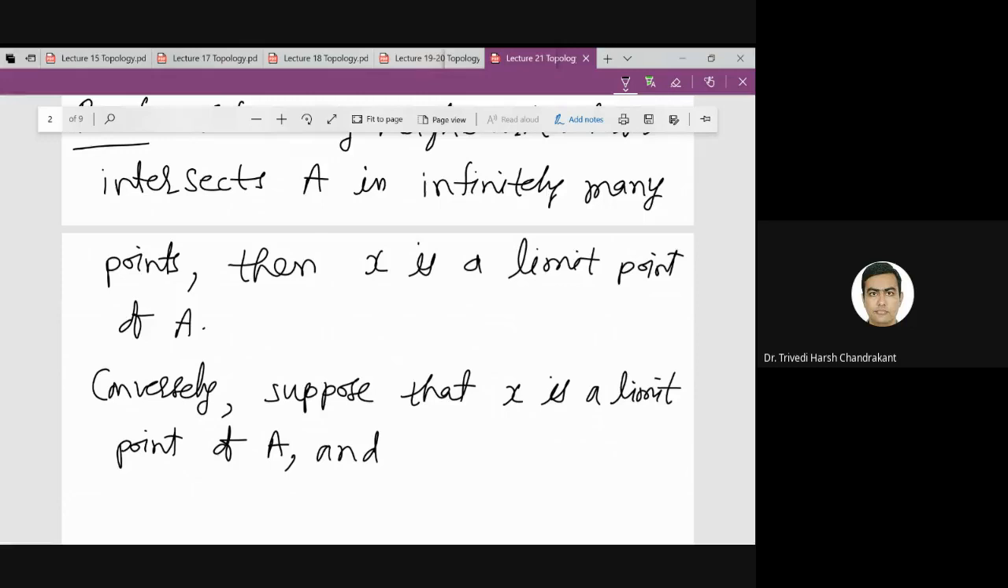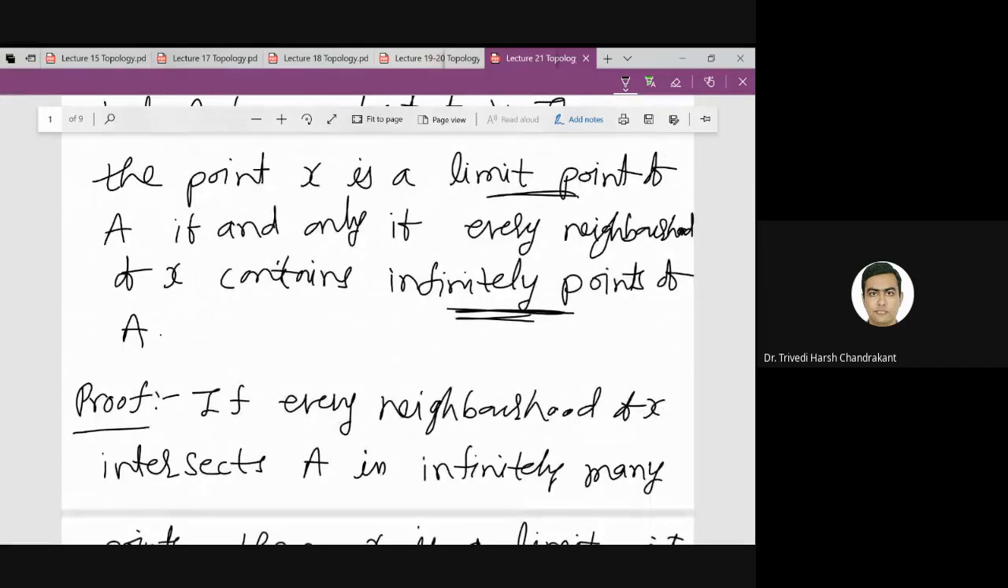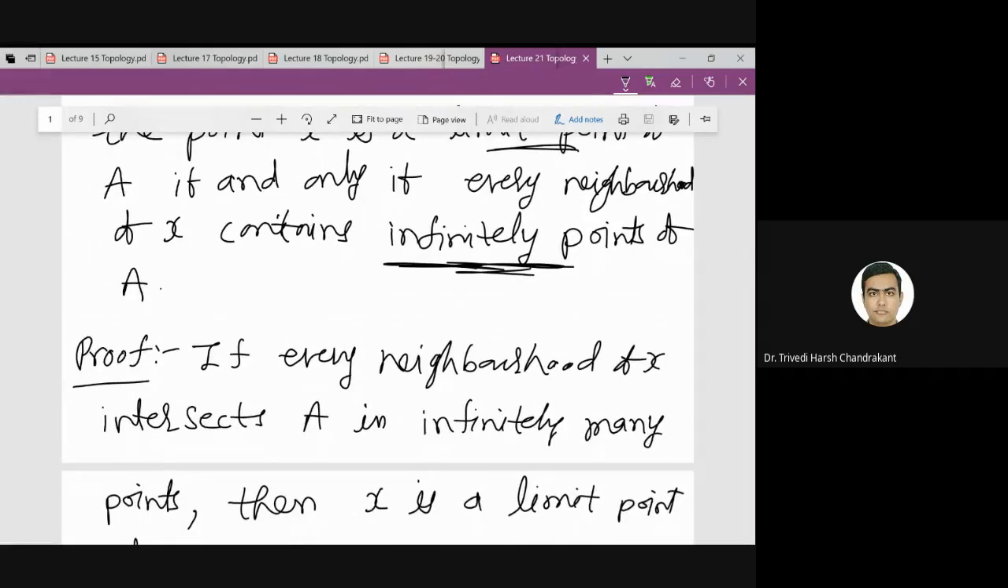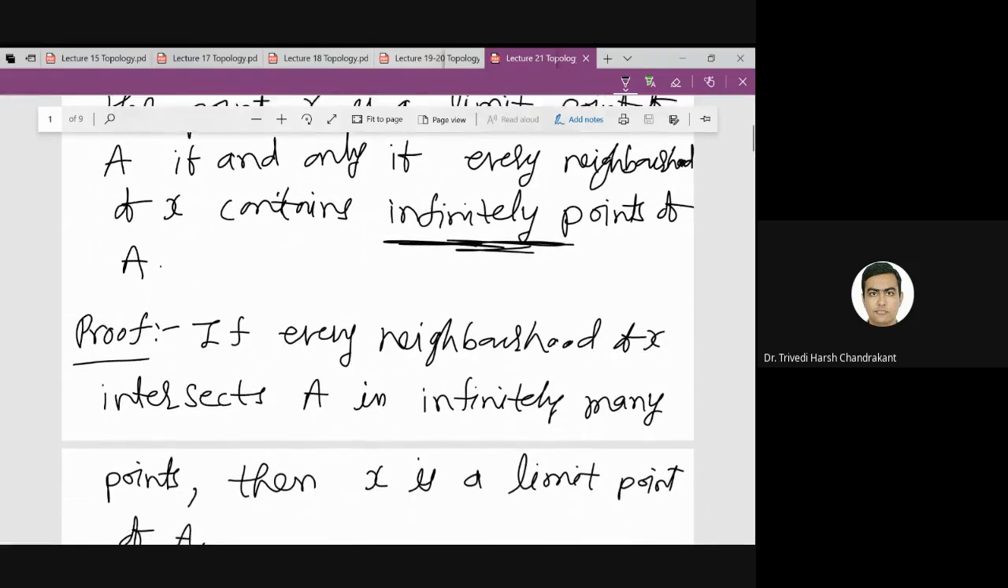Now consider a neighborhood of this point. So what we want to prove is that every neighborhood of x intersects with A, that it contains points of A, with infinitely many points, right? So let us assume that this neighborhood contains only finitely many points of A, right?